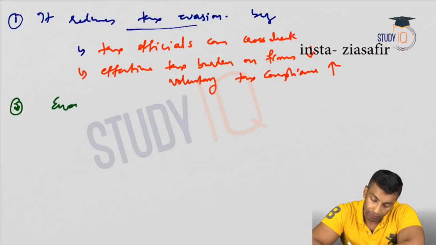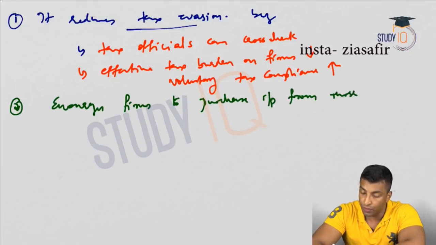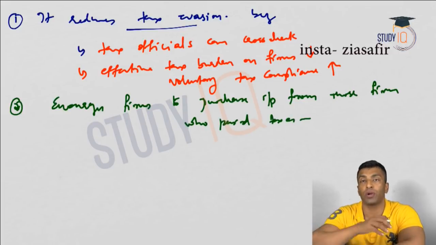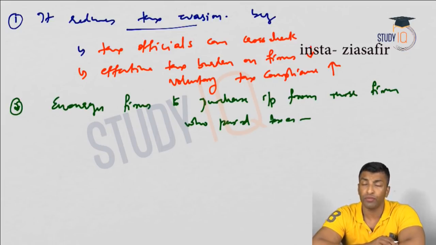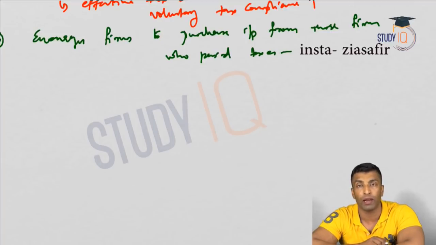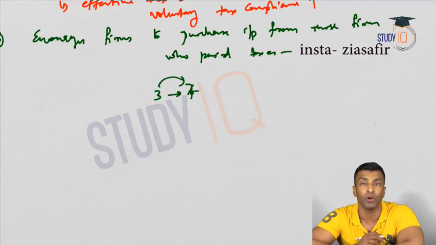It encourages firms to purchase input from those firms who paid taxes, to reduce their own tax liability. So this is enough for you to understand this particular idea. You will be buying things from those firms which paid taxes, so that you can effectively reduce your own tax liability, because you can claim the tax paid over the inputs and you just need to pay for the value addition. Let's suppose the input costs 3 rupees and the output costs 7 rupees, you need to pay only for 4 rupees and not for 7 rupees.